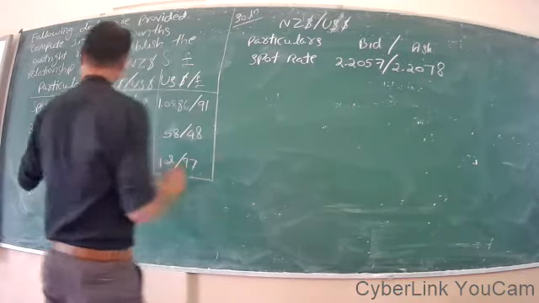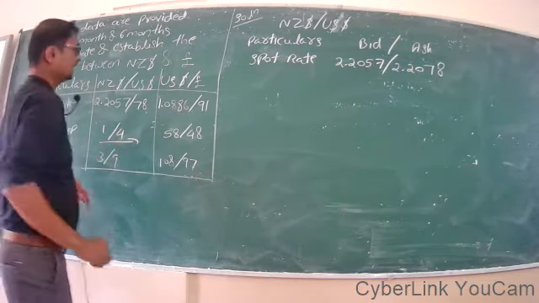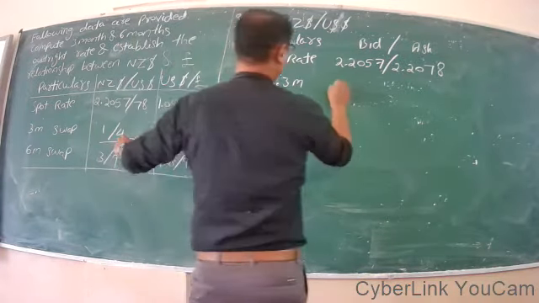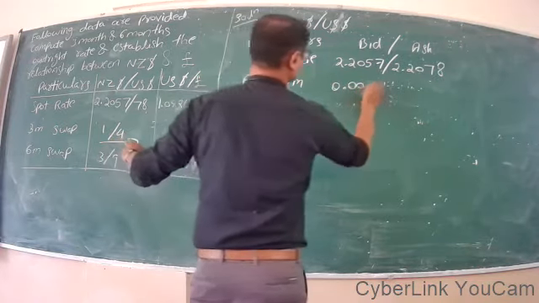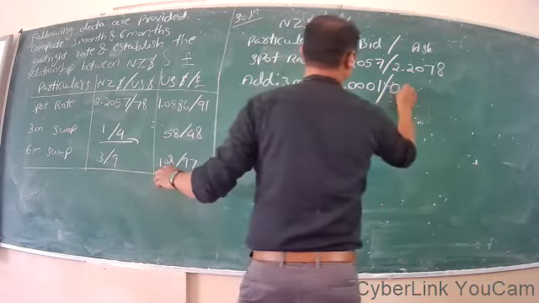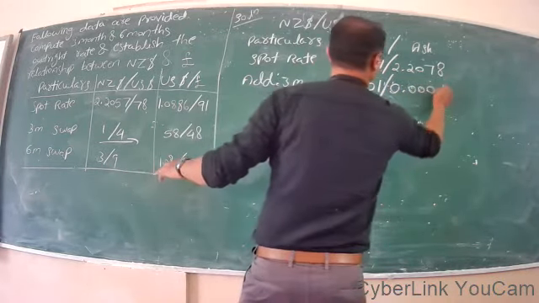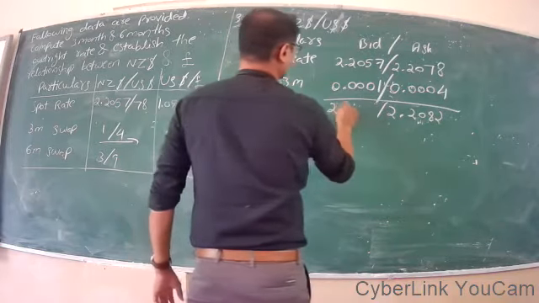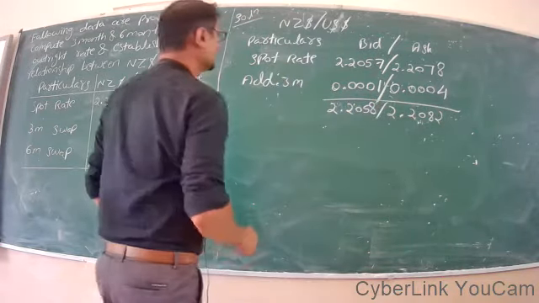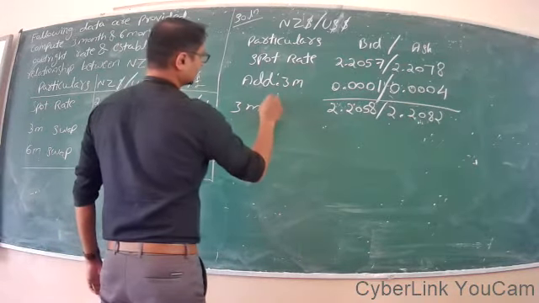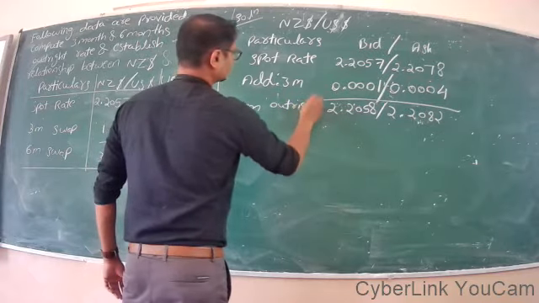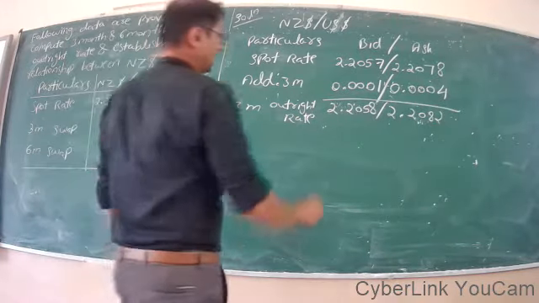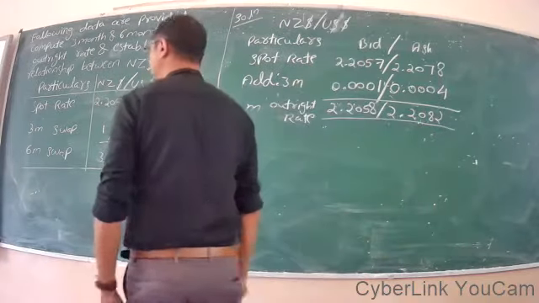So now the 3-month swap they have given us is 1/4, that means it is in increasing order. We have to add it: add the 3-month swap, 0.0001, since it is only one digit, oblique 0.0004. So 2.2082 is the ask price and 2.2058 is the bid price, right? So this is the 3 months outright rate or forward rate. So the 3 months forward rate is 2.2058 as the bid price, and 2.2082 is the ask price.